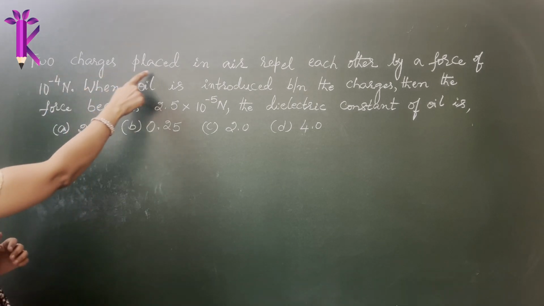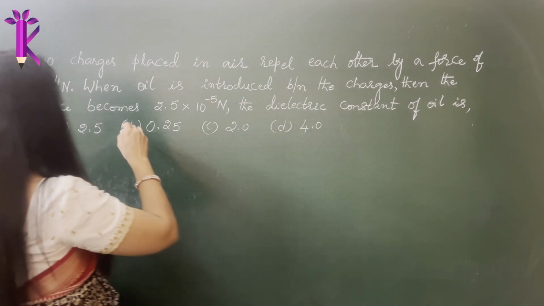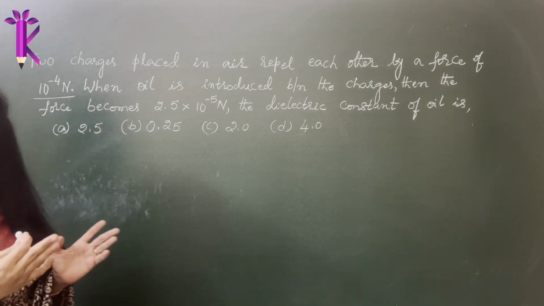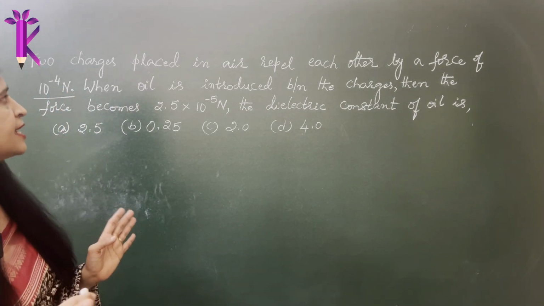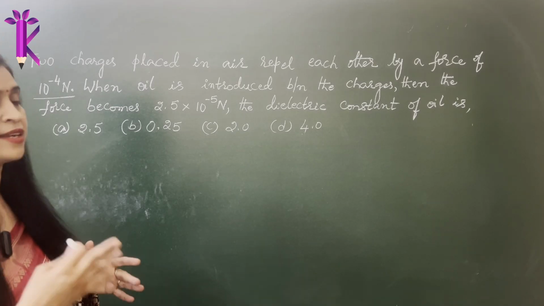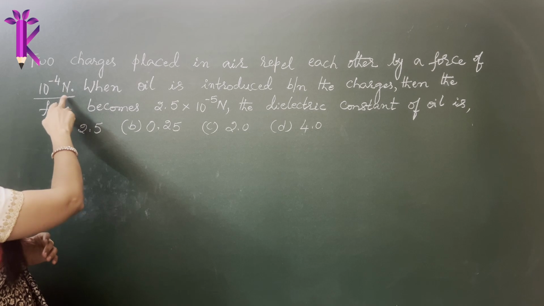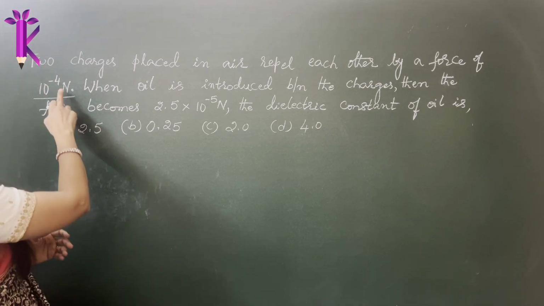Two charges placed in air repel each other by a force of 10 to the power of minus 4 Newton. So it is specifically given they are separated in air. So you know K, 1 by 4 pi epsilon naught, is 9 into 10 to the power of 9, and the force by which they repel each other is given to be 10 to the power of minus 4 Newton.